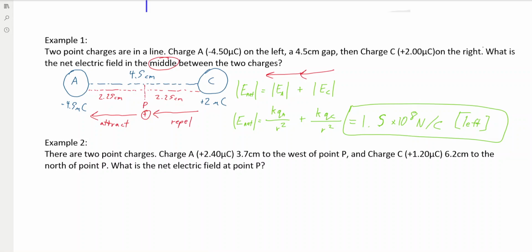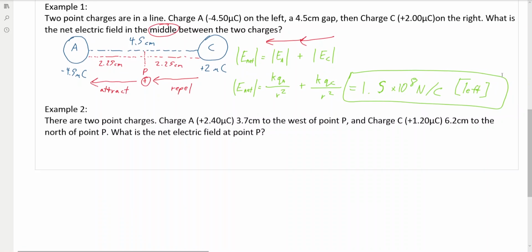All right, let's take a look at example 2 now. Similar sort of idea. Pause the video now and try it for yourself. All right, so the big idea here is that this is going to be a 2D vector question.